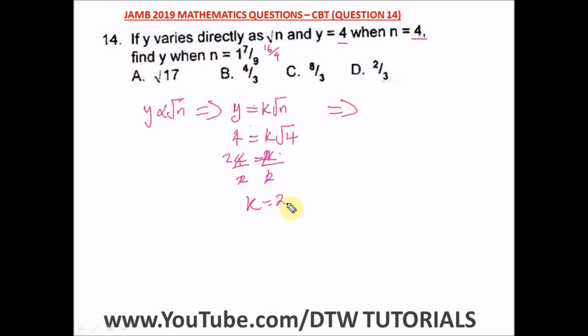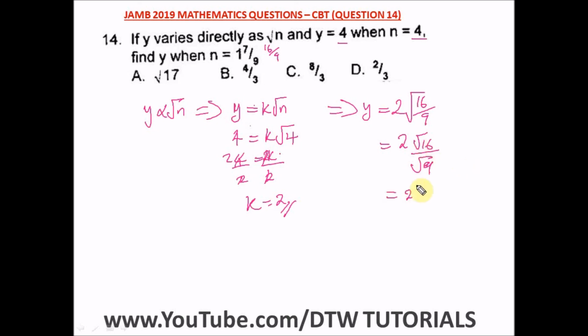So from here, to get our y, we'll put into this equation, as we know our k as 2. So we have y is equal to our k, which is 2, times our value for n, which is the square root of 16 over 9. And what is the square root of 16 over 9? It's like saying the square root of 16 over the square root of 9.